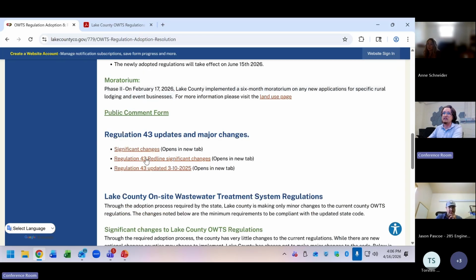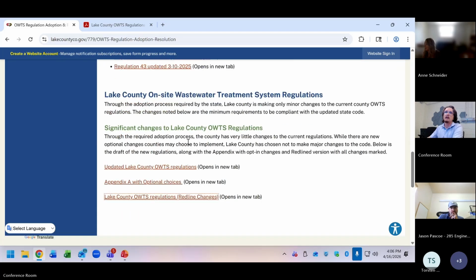Like I said, we got some information about the Regulation 43 updates and major changes. I'm going to skip over those a little bit today. I'm mostly going to go through the significant changes portion of that. And then we also have the local updated regulations along with the optional choices appendix and the red line version as well.